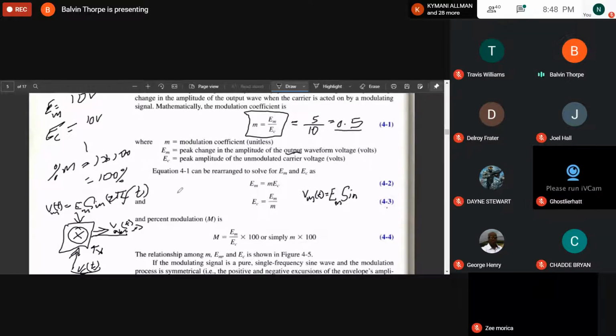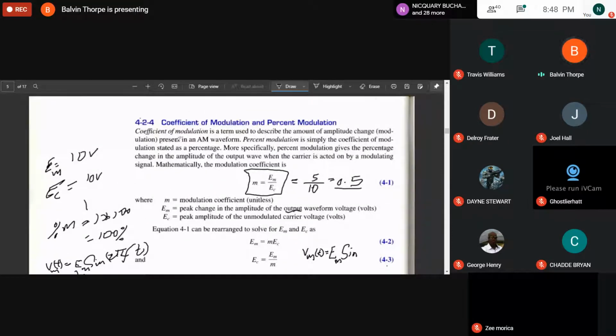And that's how we know that your modulation index has a lot to do with how much you protect the information signal with the carrier. Because, as I said before, the coefficient of modulation, which is also known as the modulation index, is a term used to describe the amount of amplitude change present in the amplitude modulated wave. Whose amplitude is changing when you do an AM wave? The carrier. So it's the amount of change that the carrier amplitude will undergo.